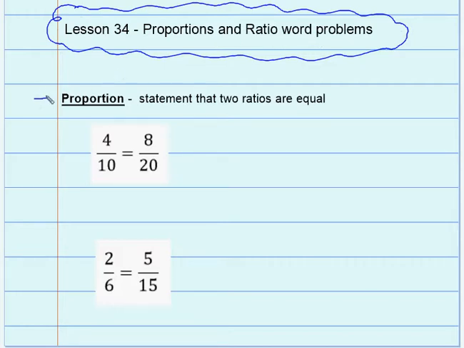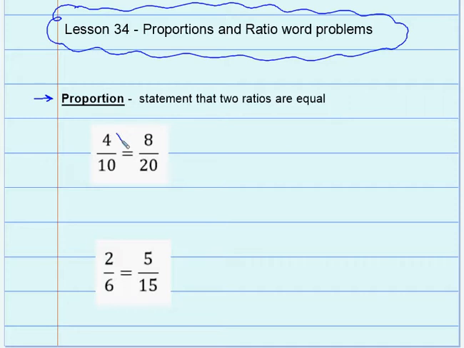A proportion is a statement that two ratios are equal. And ratios, remember, are just fractions that compare. Okay, we're comparing two amounts using a fraction. And there are different ways that we can see if they are equal.